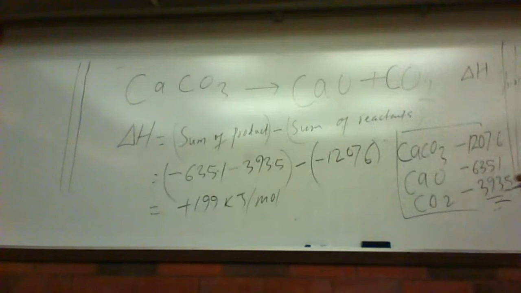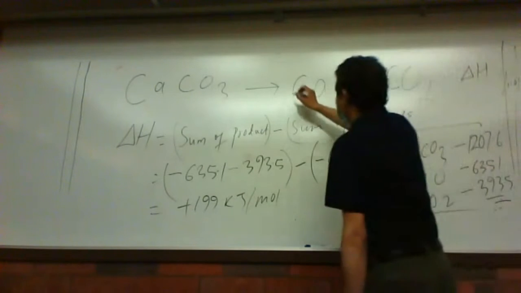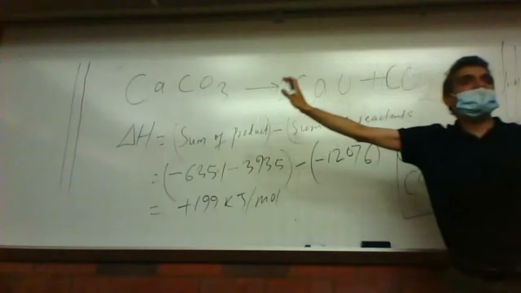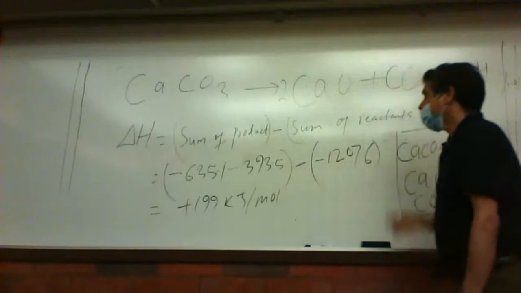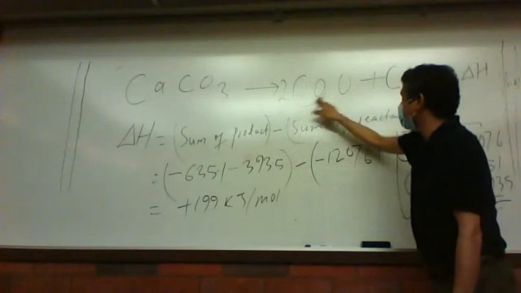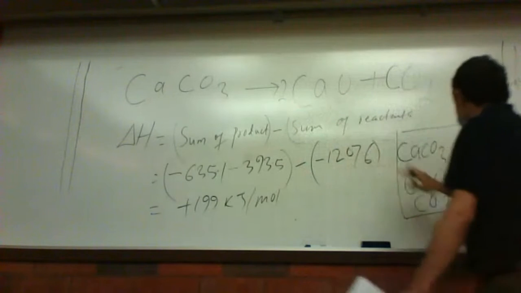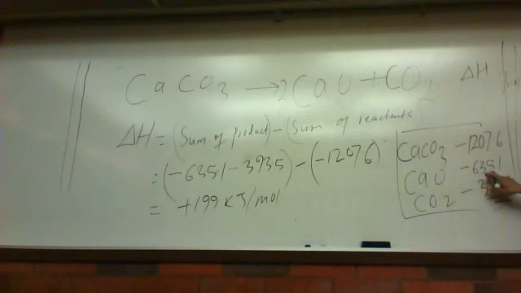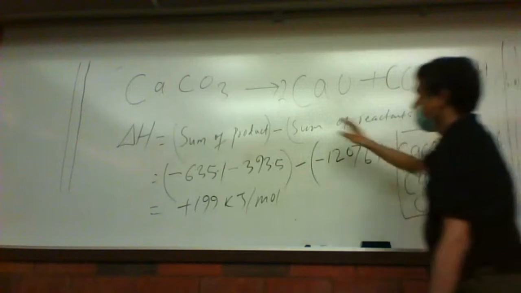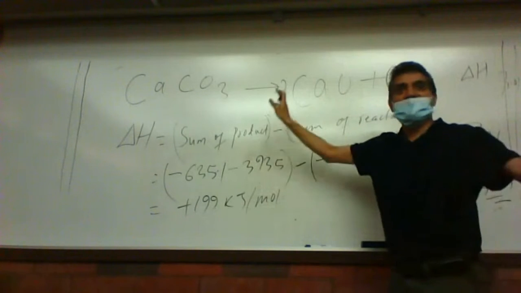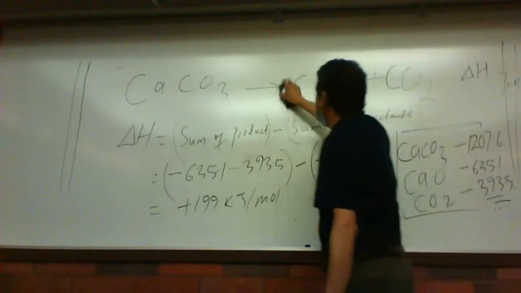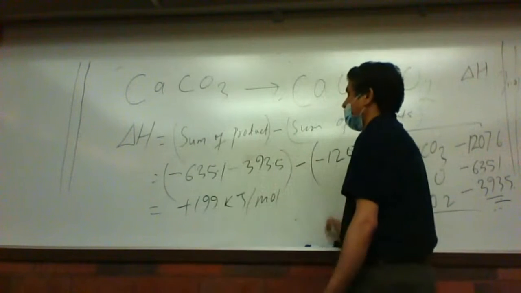Now suppose I have something like this. This is already balanced. Sometimes it's not balanced, and maybe you have to balance by putting a 2 here. I'm just assuming here. So if there is a 2, what would you do? You would multiply 2 CaO, meaning that you'd multiply this number, 635.1, by 2, and you would put that number here. So if there is a different coefficient in the balanced reaction, you need to multiply that.